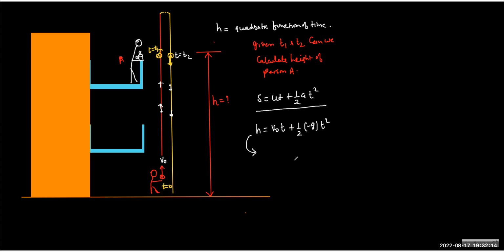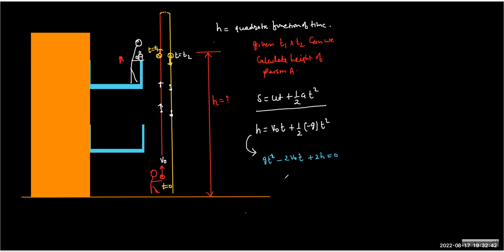Siddhant, tell me. Yes, sir. So g t square minus 2 v naught t plus 2h. Very good. Now this is my nice quadratic equation, which is very much in the format of ax square plus bx plus c.